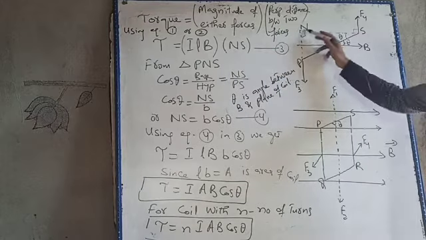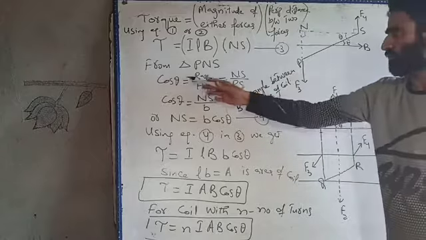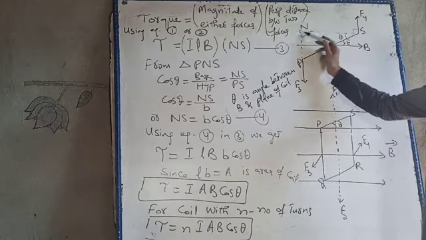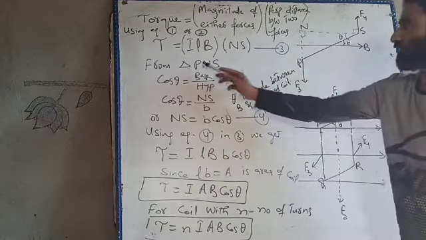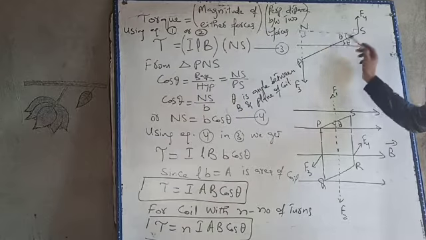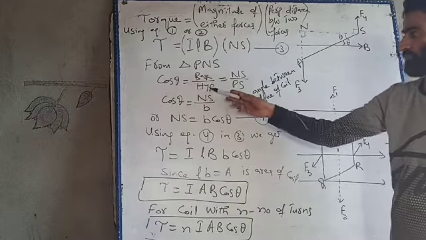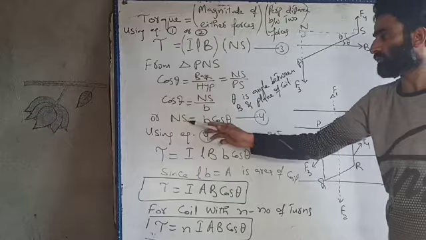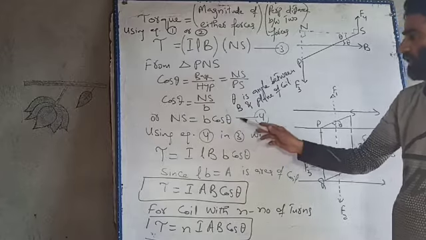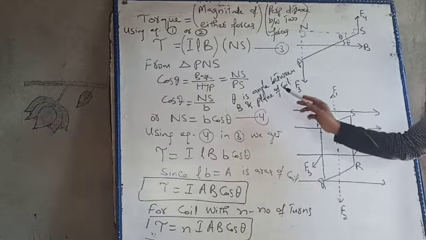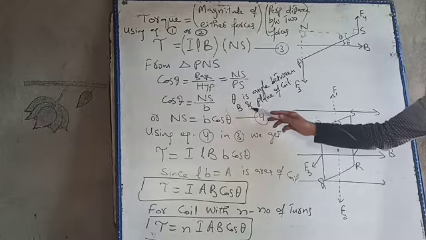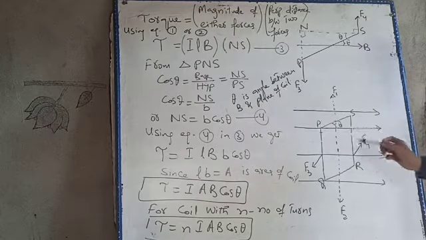Now let's calculate this NS from this triangle. To calculate it, let us take triangle PNS and calculate cos theta by the relation base by hypotenuse, and we get NS equal to B cos theta. This is important to know: theta is the angle between the magnetic field and the plane of the coil.